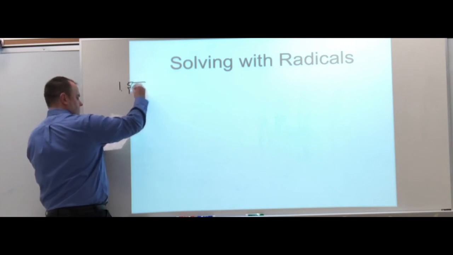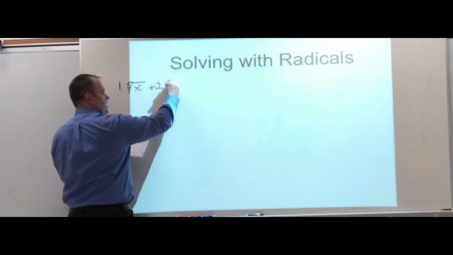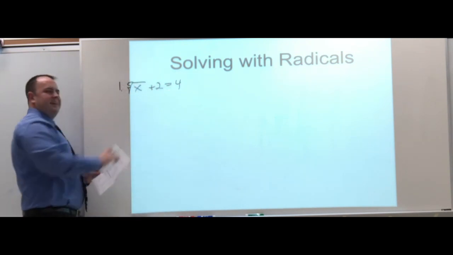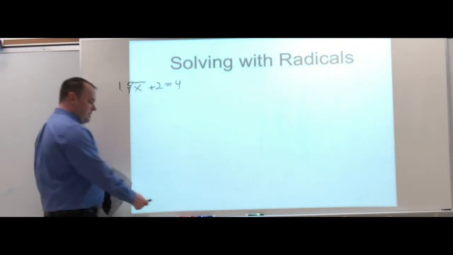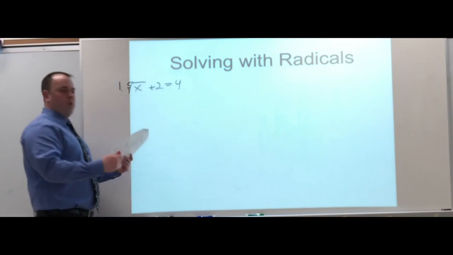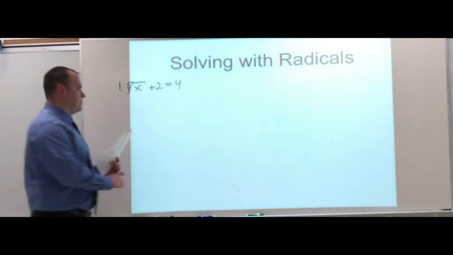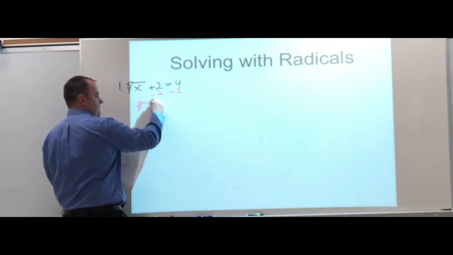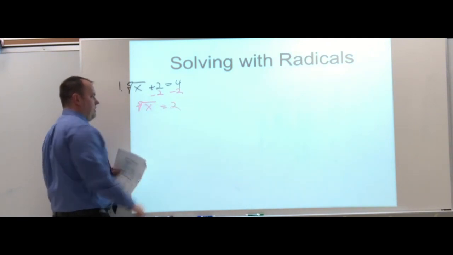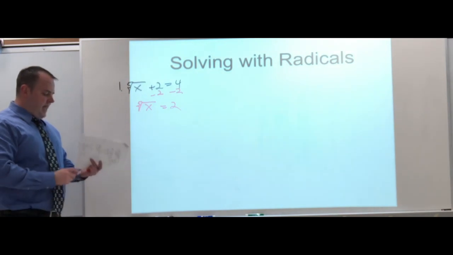Fifth root of x plus 2 equals 4. So now, instead of a power, we have that radical we're going to need to deal with. The same concepts are going to go forward here. You need to get x by itself. So I'm subtracting 2 first. So now we have the fifth root of x equals 2.